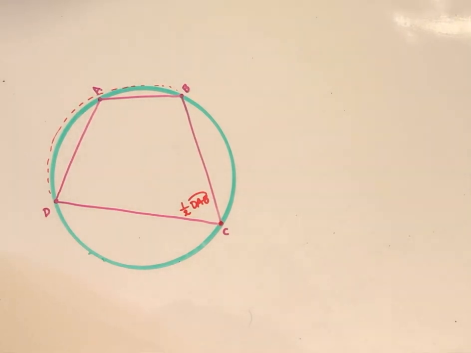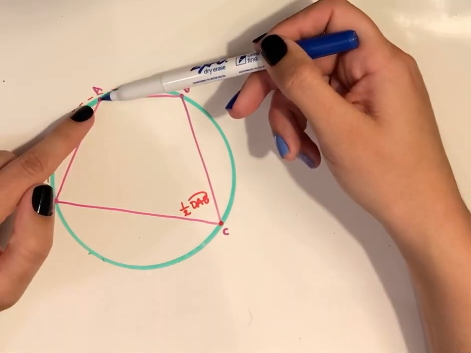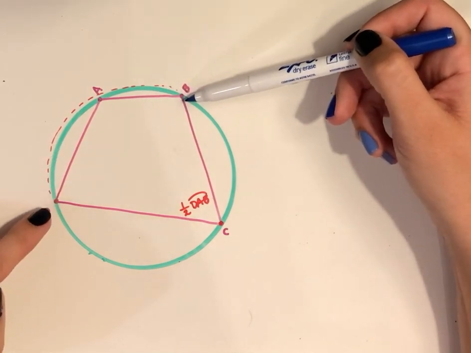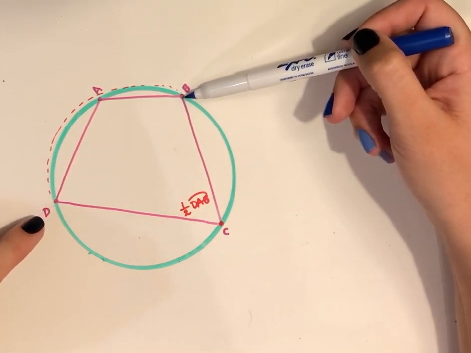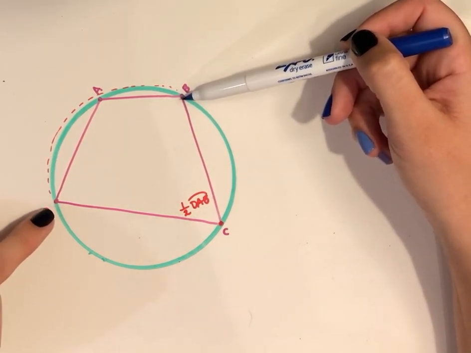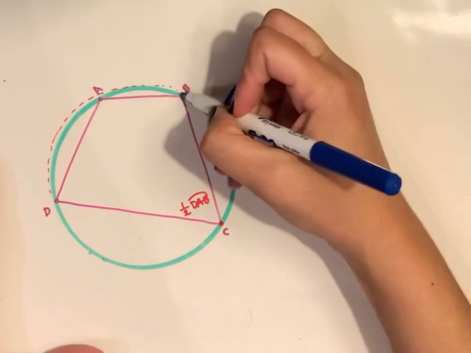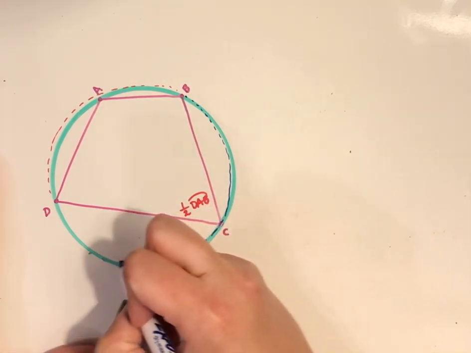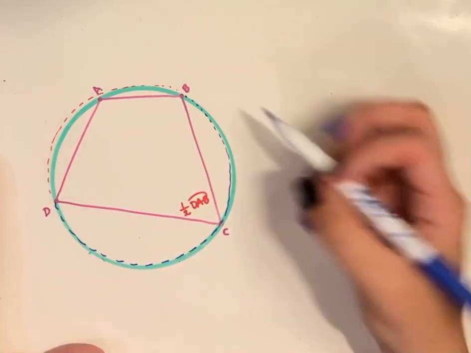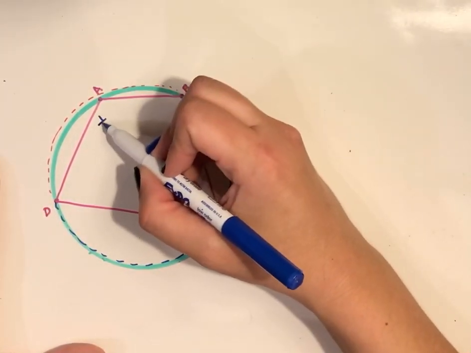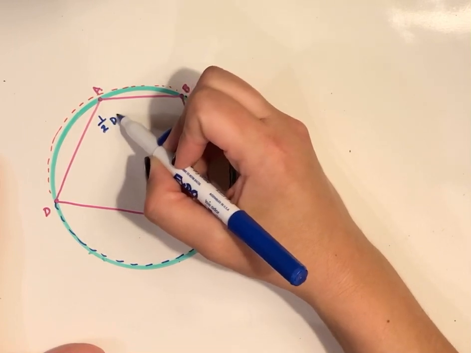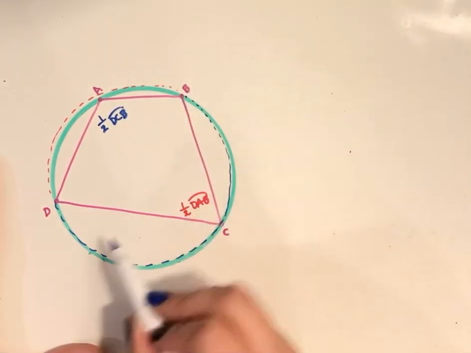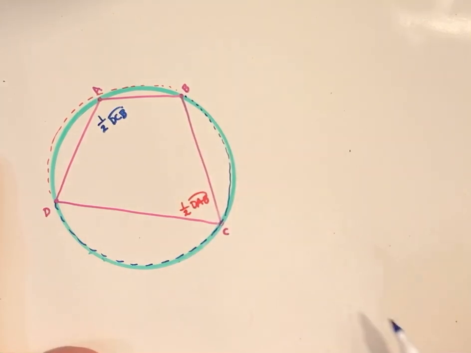Okay, now looking at angle A. If I follow angle A's rays out, it also intercepts the circle at points B and D, but it's intercepting this arc over here. So this is the arc that angle A is intercepting. So angle A would be equal to 1/2 the measure of arc DCB.